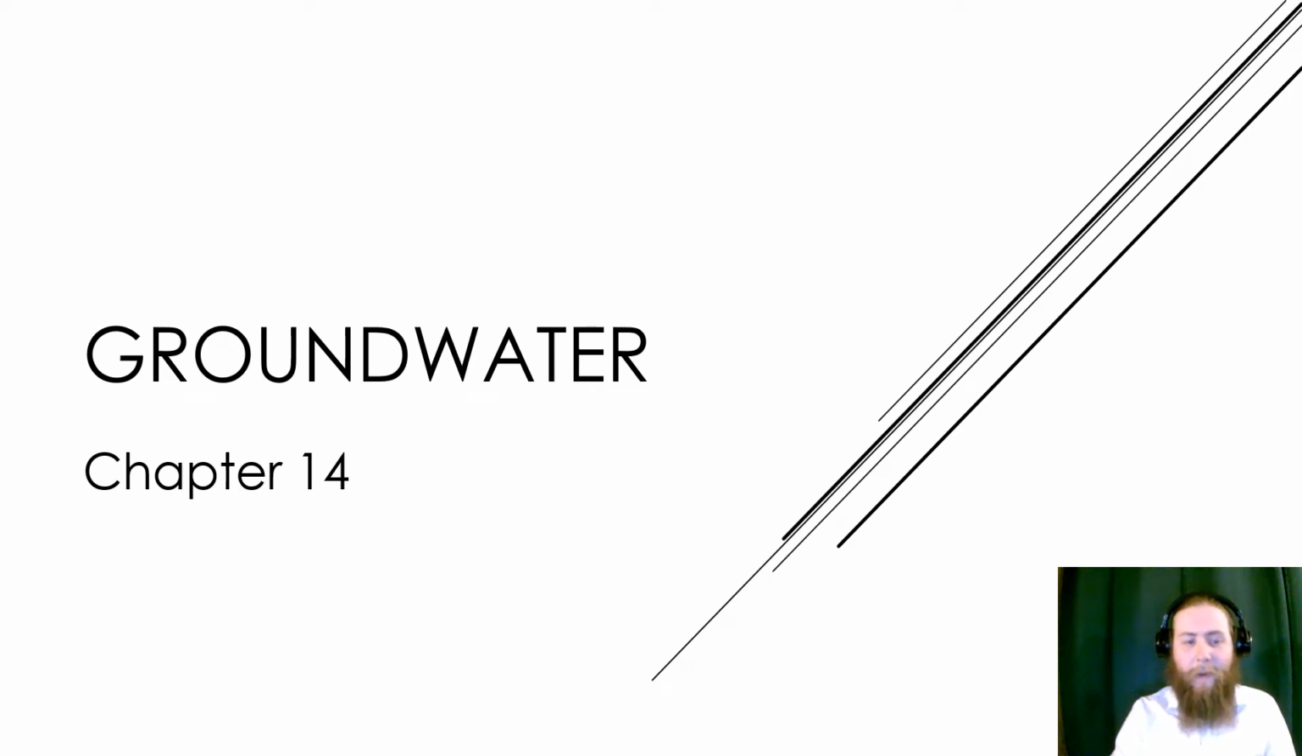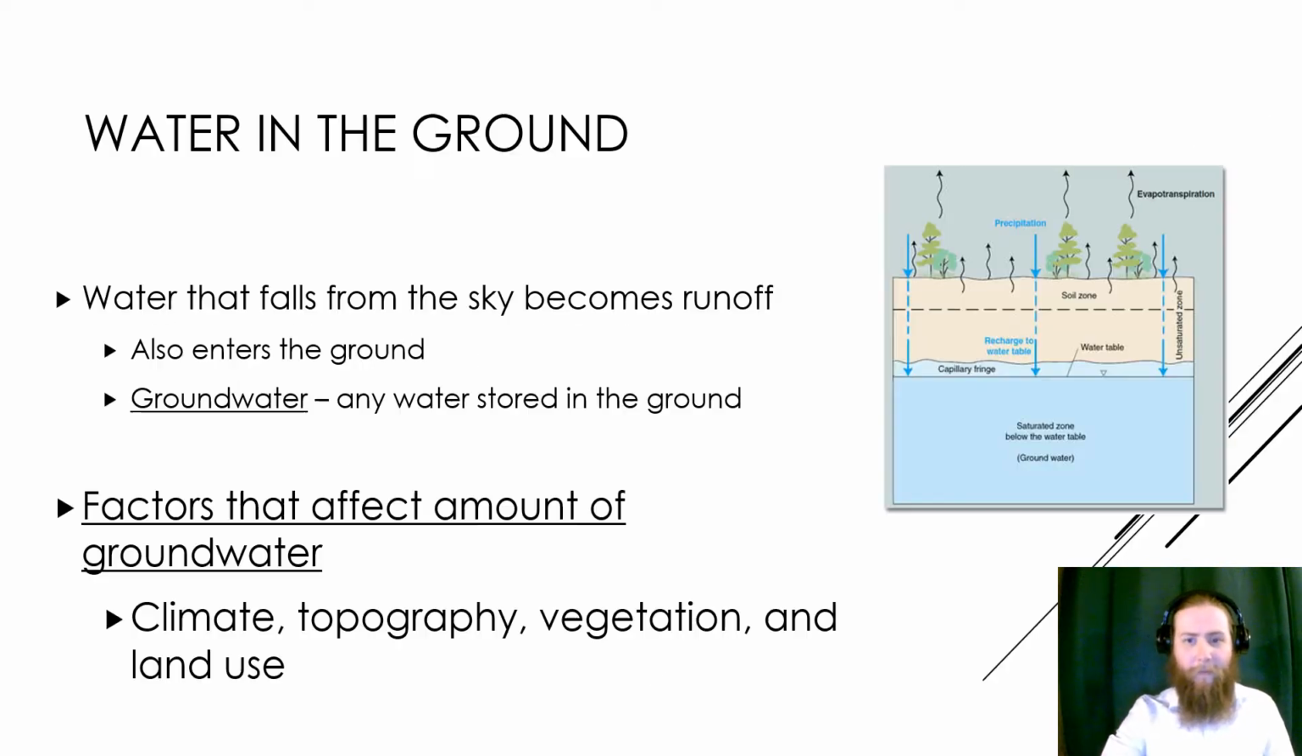Today we're going to be talking about groundwater, or water that is trapped underground. This water can reach the surface in several different ways. How we get groundwater is usually through precipitation. And then we're going to talk about later in this chapter how humans interact with and influence the levels of groundwater. So let's jump right in.